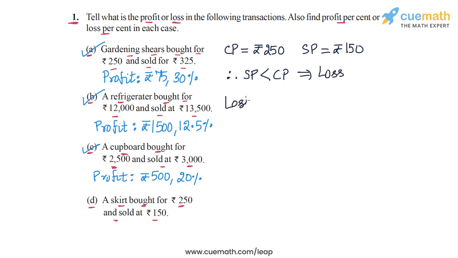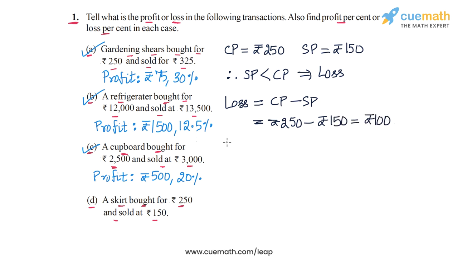And how much loss was made? How will we calculate the loss in this case? So the loss will be the cost price minus the selling price in this case. So this will be rupees 250 minus rupees 150. So this is equal to rupees 100. So in this case, a loss of rupees 100 was made.